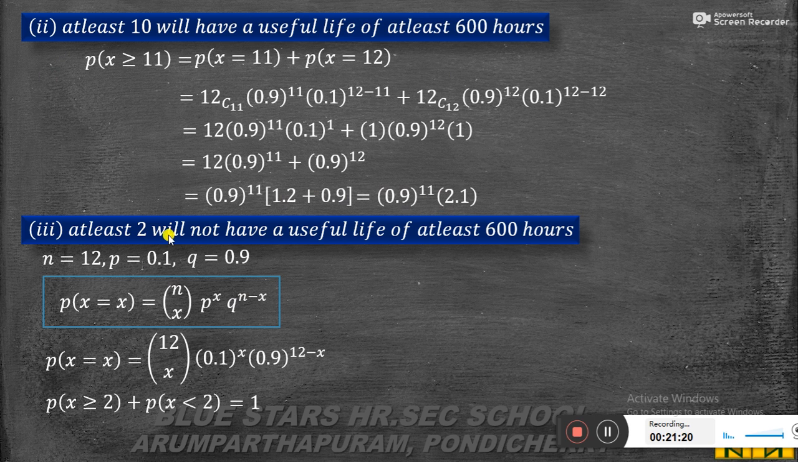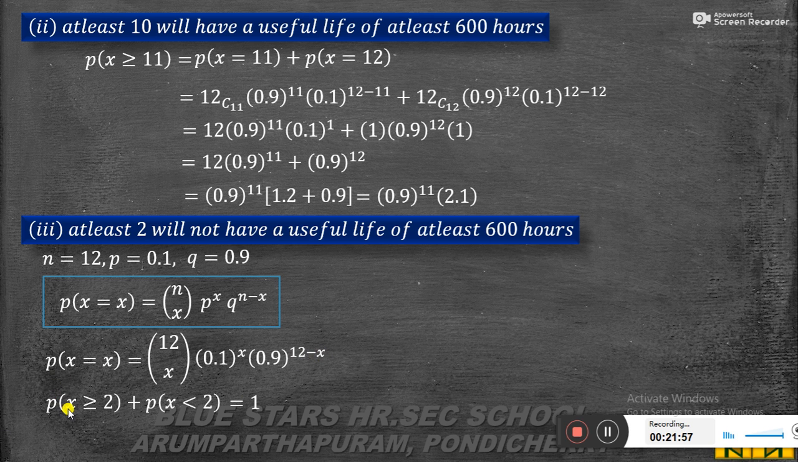Next, the third subdivision: at least 2 will not have a useful life of at least 600 hours. So I take n equal to 12, p equal to 0.1, q equal to 0.9. The probability of x equal to x is nCx p power x q power n minus x. Substituting into the binomial distribution formula, n value is 12, so 12Cx, p value is 0.1 whole power x, q value is 0.9 whole power 12 minus x.